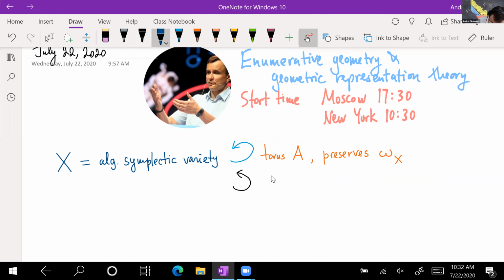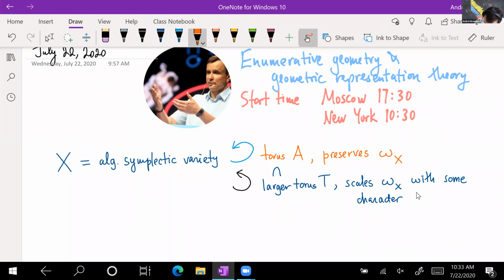So there's a larger torus T that scales the symplectic form with some character. And that character we will denote h bar. In fact, when we construct the quantum group, this h bar is the deformation parameter.